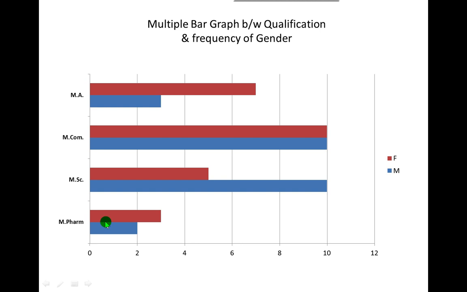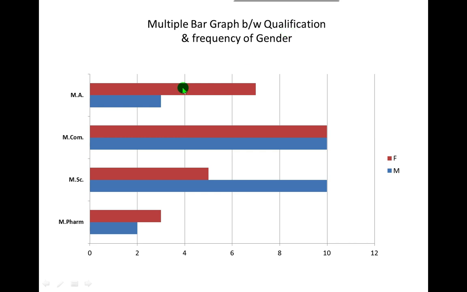The width of the bar depends, same as the simple bar graph, on the size of the paper, area, etc. But the gap between these categories should be the same: between M form and MSc, MSc and MCOM, and MCOM and MA. Okay, so this is called a multiple bar graph.